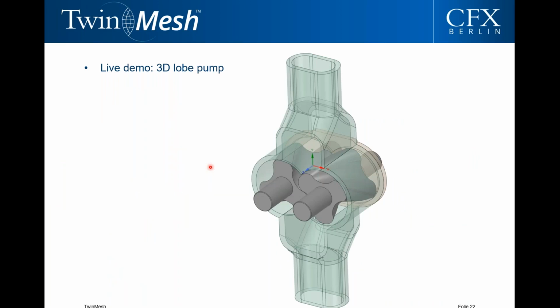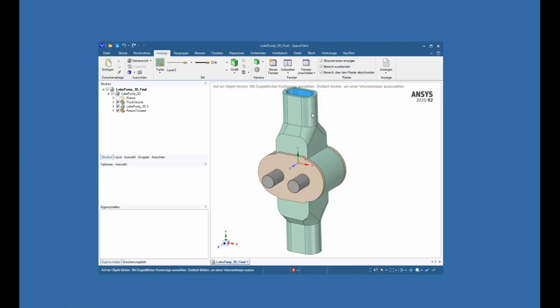So now I showed you some examples and how the approach works, but I think it's best to exemplify it by having a short live demonstration. The pump which you see here on the slide is a 3D lobe pump with twisted rotors, and I will just show you how to generate a mesh for this pump and how to set up a simulation for this. So let me minimize my presentation and I bring up the geometry.